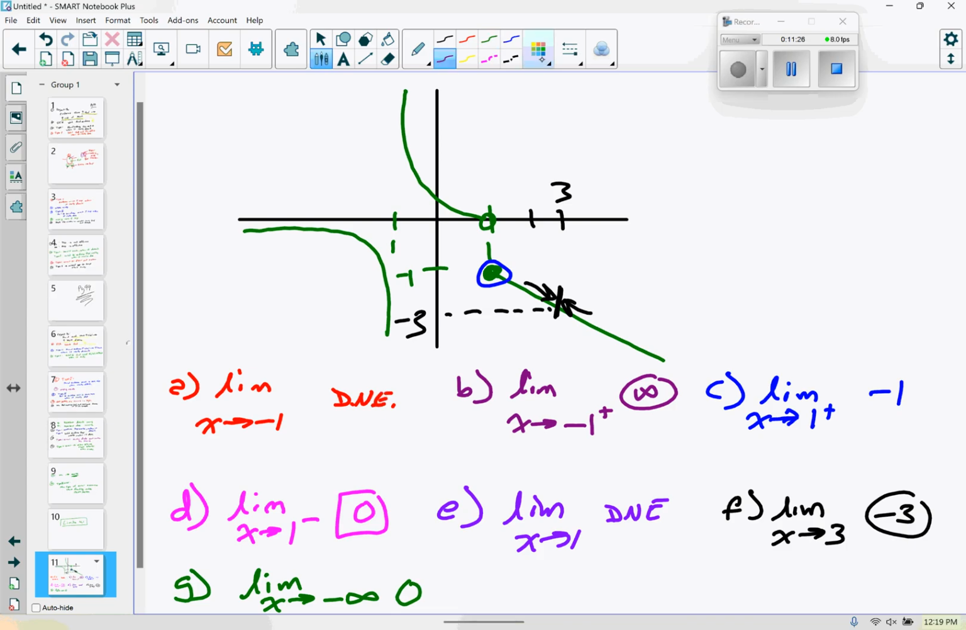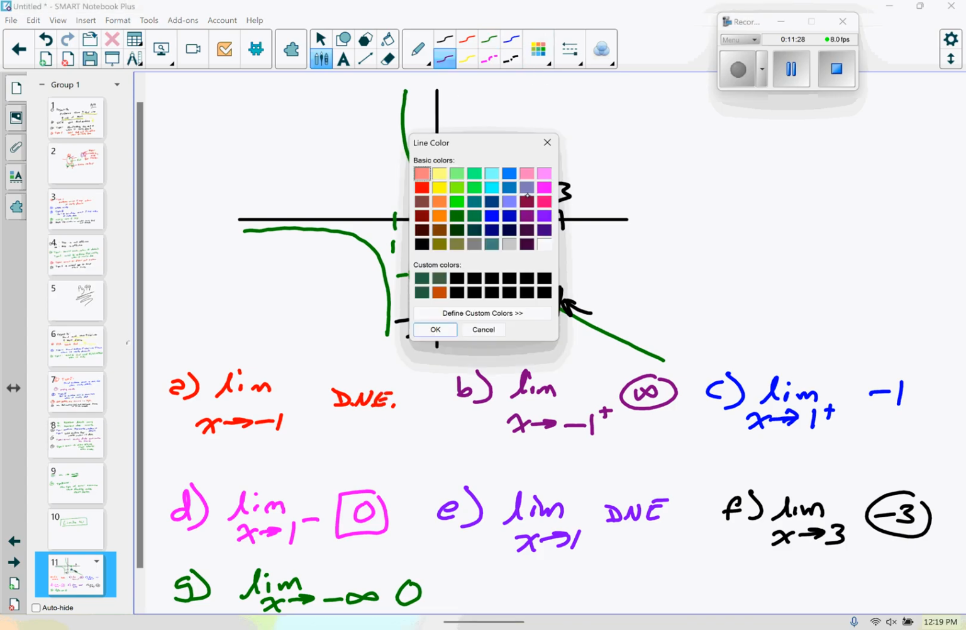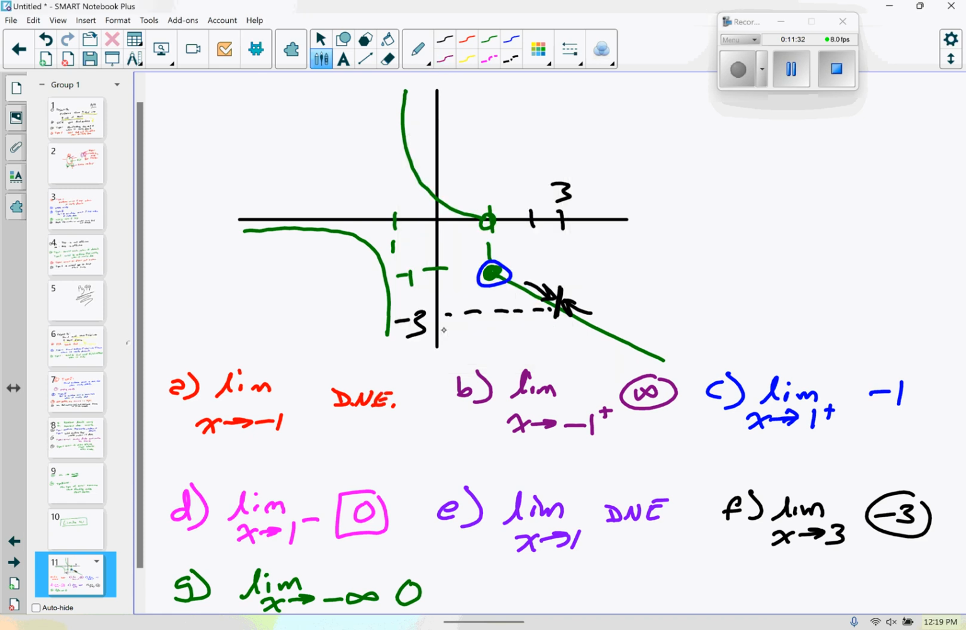And let's see. I have to change colors again. Oh, that's kind of a fun color. I'll do that. A, B, C, D, E, F, G, H. What about as the limit approaches positive infinity? So as I continue to go this way, where's that green line heading towards in the y direction? Negative infinity.